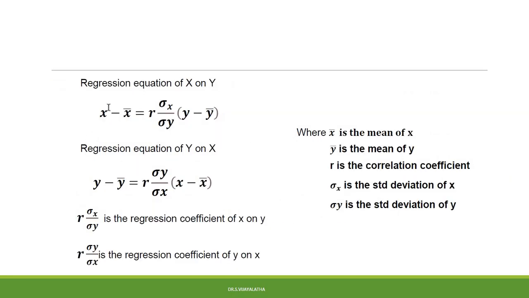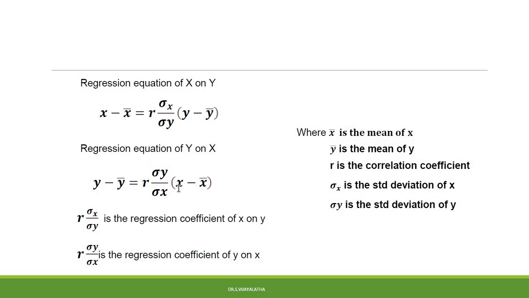Next is using the formula. So for regression equation of x on y, this is the regression coefficient which we have to use. For regression equation of y on x, this is what we have to use. As we already know, x bar means mean of x, y bar is the mean of y, sigma x is the standard deviation of x, sigma y is the standard deviation of y, and r is the correlation coefficient. This entire term may be referred to as the regression coefficient of x on y, and this is the regression coefficient of y on x.